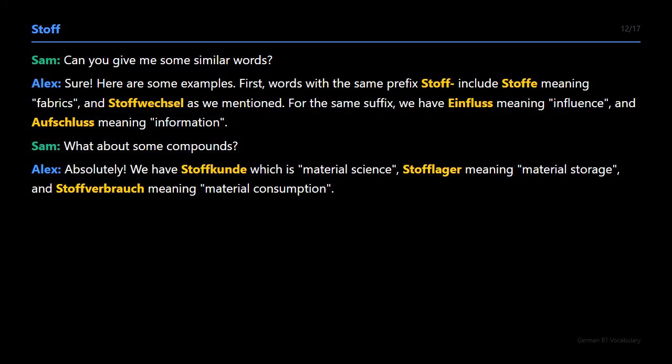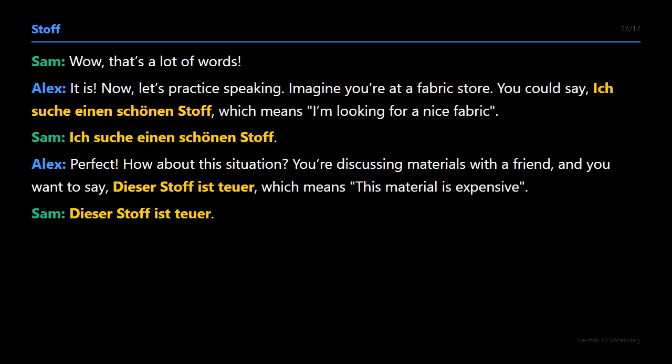What about some compounds? Absolutely. We have Stoffkunde, which is material science, Stofflager, meaning material storage, and Stoffverbrauch, meaning material consumption. Wow, that's a lot of words.